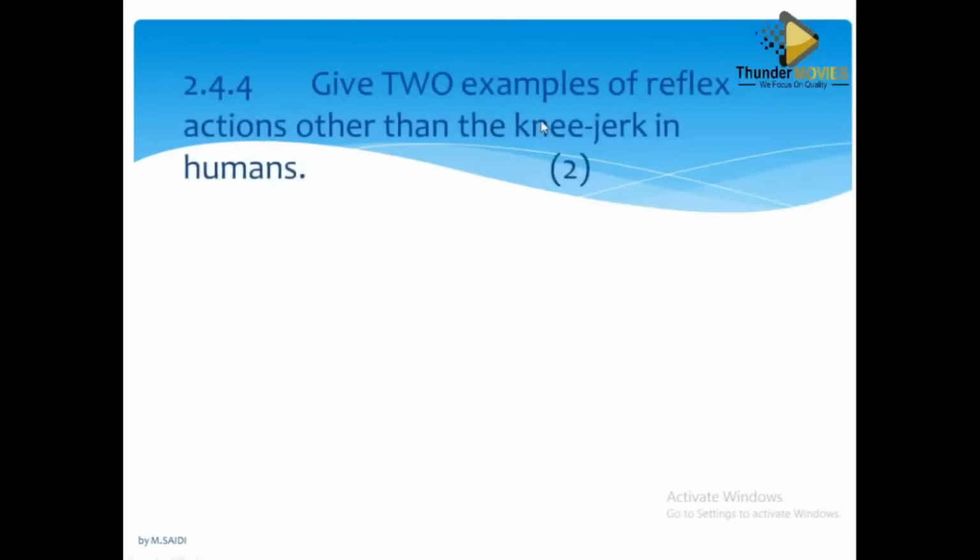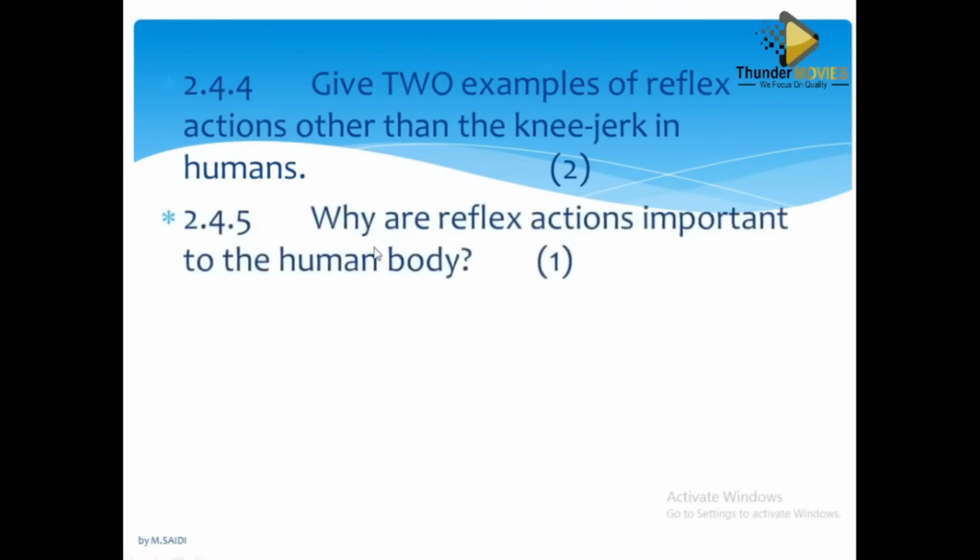Then give examples of reflex action other than the knee jerk. We say that blinking of the eye is also a protective measure. Withdrawal of the hand from a hot object is also another protective measure. Why are reflex actions important? They bring about the protection of the body from danger, since they are very fast in reacting.